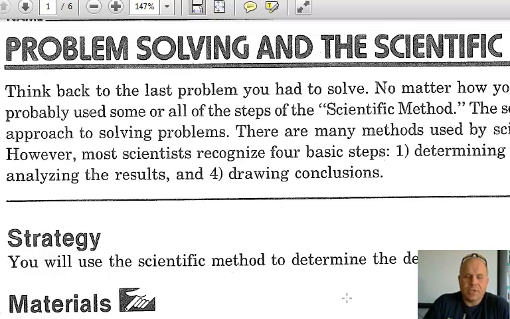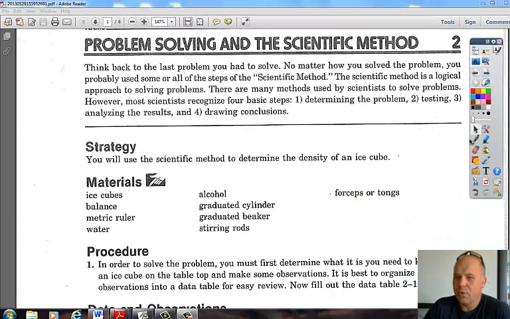All right, guys. As you're getting ready to do your scientific method lab, you'll notice that it's called Problem Solving in the Scientific Method. Obviously, the first thing to do, and I know we aren't big fans of this, is to read the directions right here. It's going to tell you what you're going to do. But you're ultimately going to come down to doing four basic things.